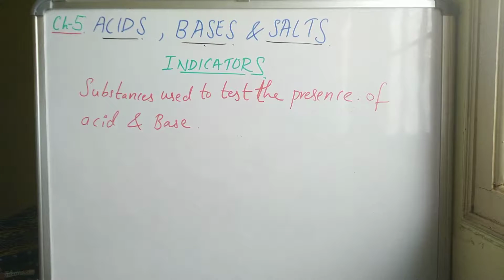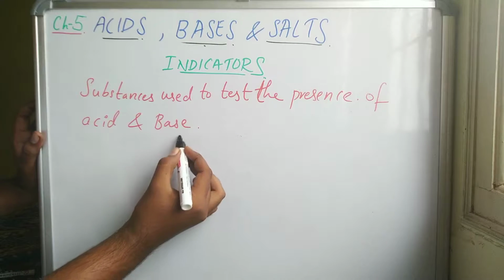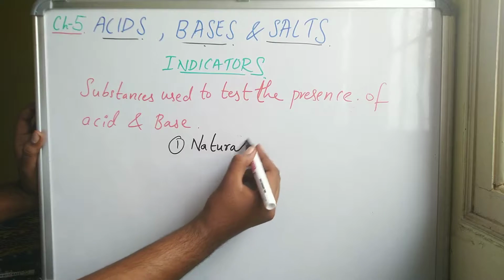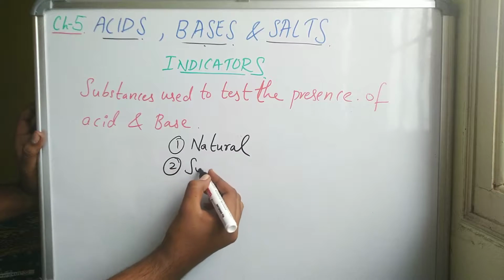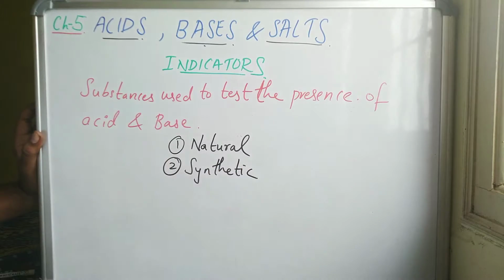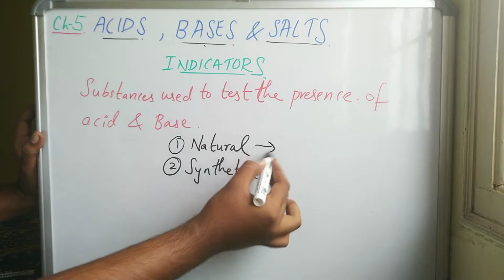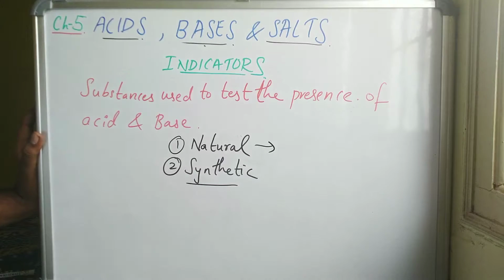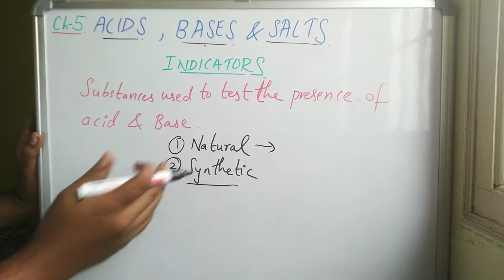Now basically indicators are of how many types? Two types. Fine. One we can say is natural indicators, and the second is synthetic. Now what is the difference between these two? Basically natural is obtained from nature. Synthetic is artificial. Okay? So basically these two we have to study.